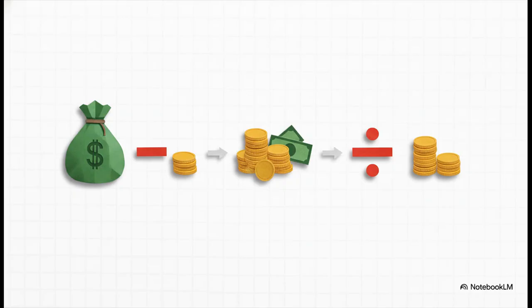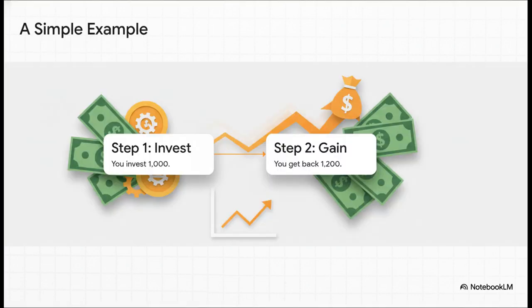Here it is. This is the whole formula. It's really just two simple steps. First, you figure out your actual profit by taking your final gain and subtracting your initial cost. Then, you just divide that profit number by the original cost. That's the whole shebang. Let's run through a quick example to make this crystal clear.